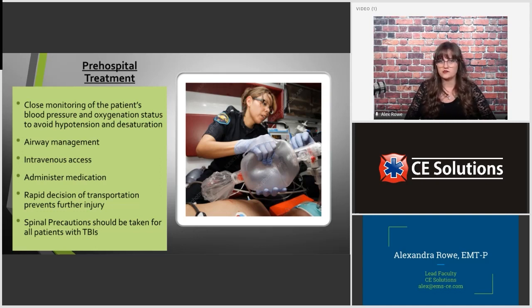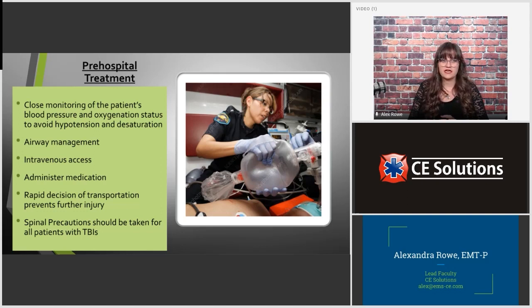Rapid decision of transportation can prevent further injury. We don't need to let the grass grow. Sure, we need to go ahead and finish our assessment there on scene real quick, just to make sure we don't exacerbate anything when we go to move the patient. But we don't need to sit there all day and talk about the patient's whole life story. We need to package them and get down the road. We can ask other questions later if need be, or assign that to somebody and have them get it while you get on the road. And then, of course, take them to hopefully a facility with neurology on board.